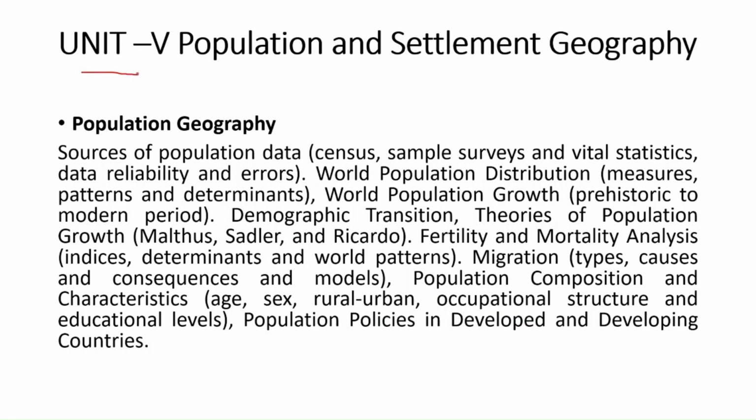Unit 5 comprises population and settlement geography, which encompasses a wide array of topics related to human populations and their distributions. In population geography, sources of data like census, sample surveys, and vital statistics are crucial, though they can have issues and errors. The world population distribution is analyzed through various measures, patterns, and distribution determinants, tracing growth from prehistoric times to the modern era.